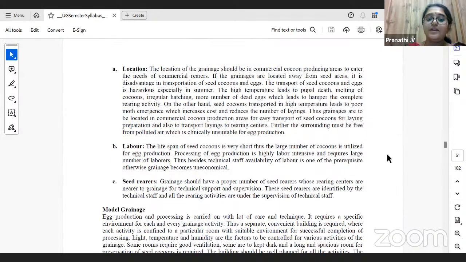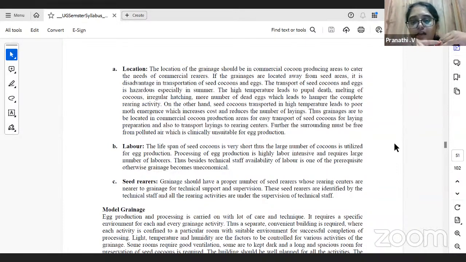Labor. We need a lot of labor, technical staff, which is very important because we are talking about seed cocoons. The period is very short because they have a very small lifespan. A large number of cocoons are present, utilized for egg production, and processing of this is extremely labor intensive. You need a lot of skilled laborers. Okay, and then the number is also more.